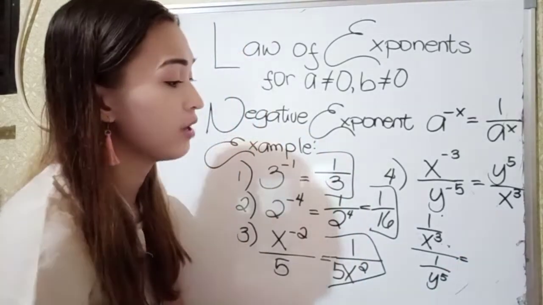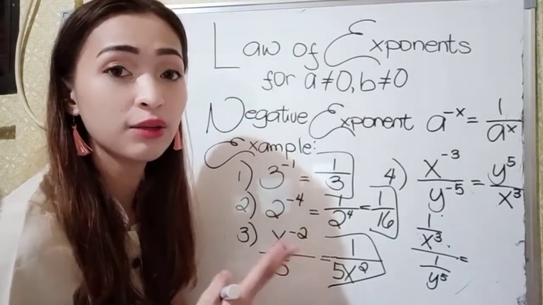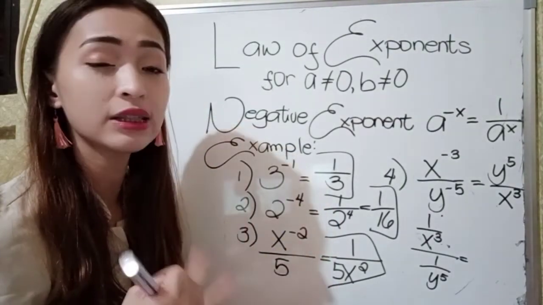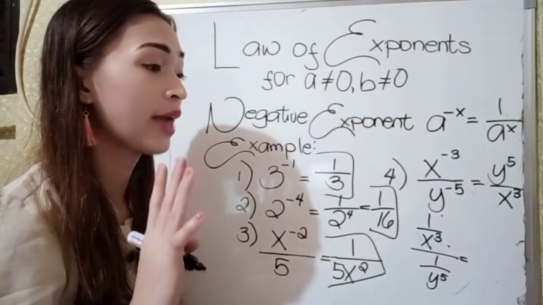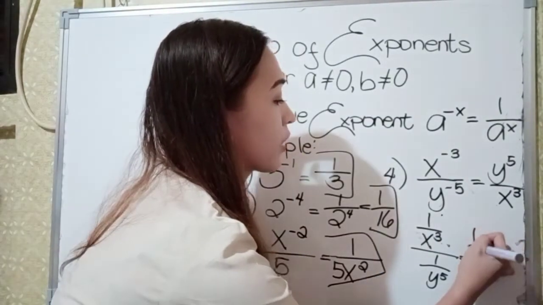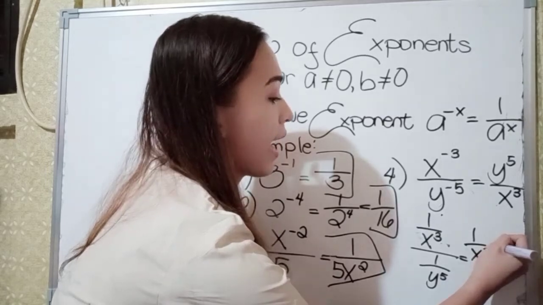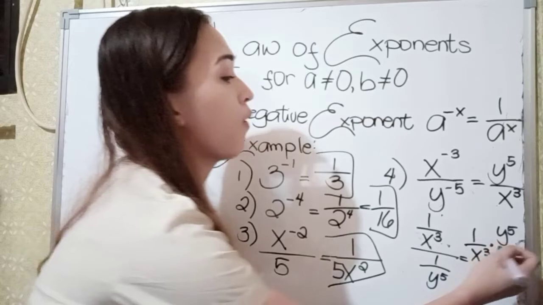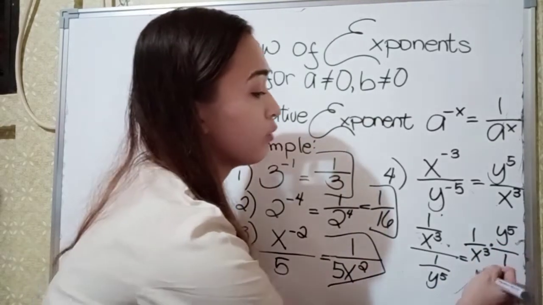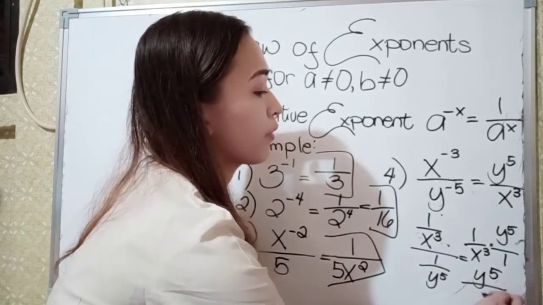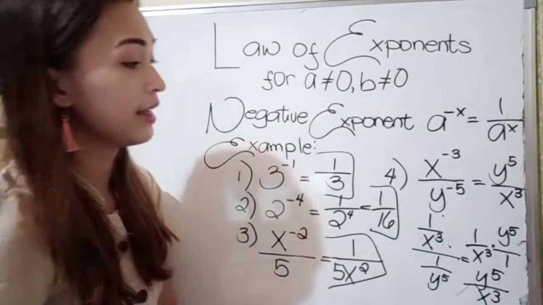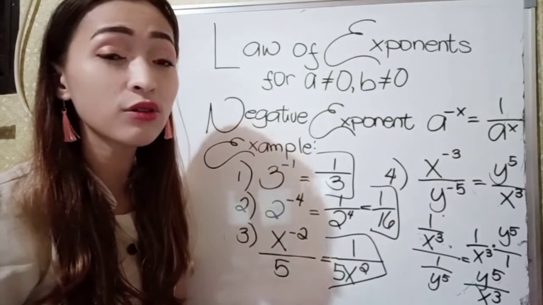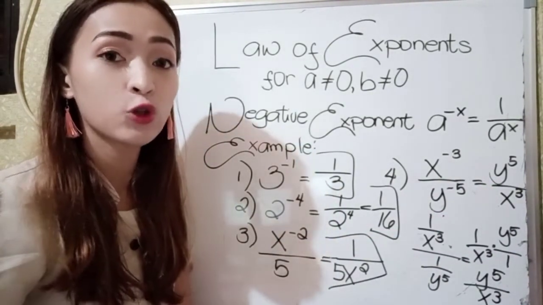Next, if you have a fraction divided by a fraction, what you're going to do is get the reciprocal of the denominator and then get their product. So it will become 1 over x cubed times y to the 5th power over 1. Just multiply, and it will become y raised to 5th power over x cubed. That is the same as our shortcut answer: y raised to the 5th power over x cubed.